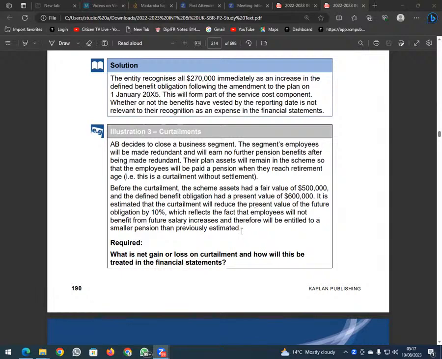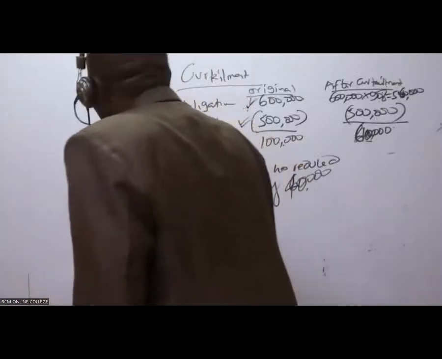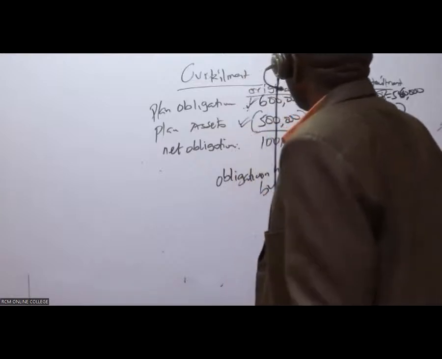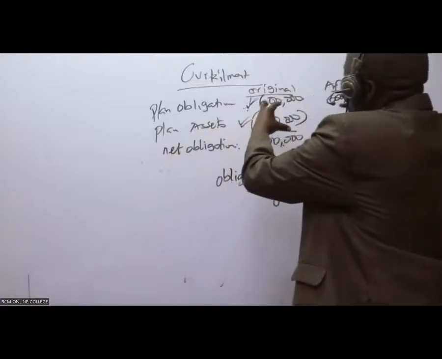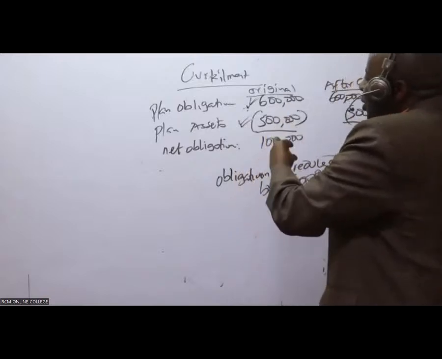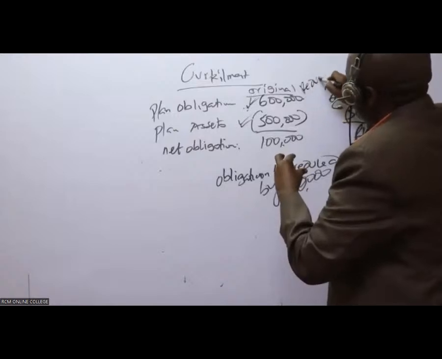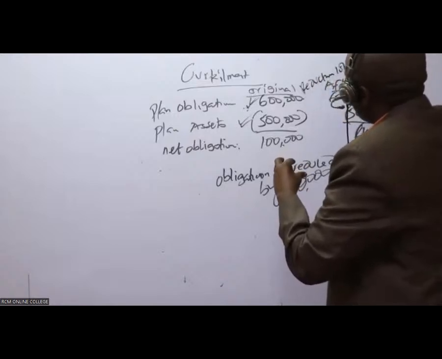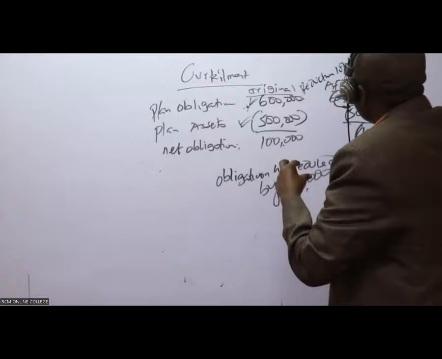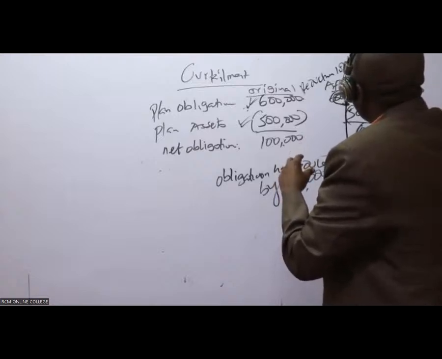So, ladies and gentlemen, let's be very keen with this. Simple mathematics. The obligation is reducing by 10%. So the reduction is 10%, and 10% of 600,000 in this case is 60,000.